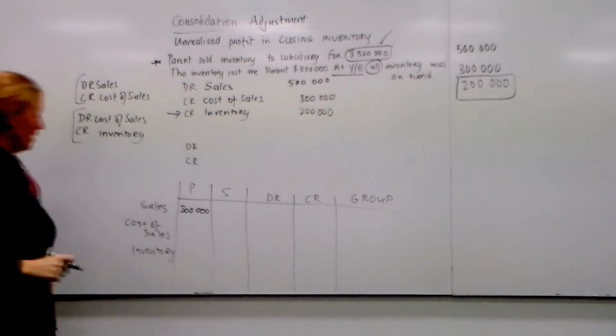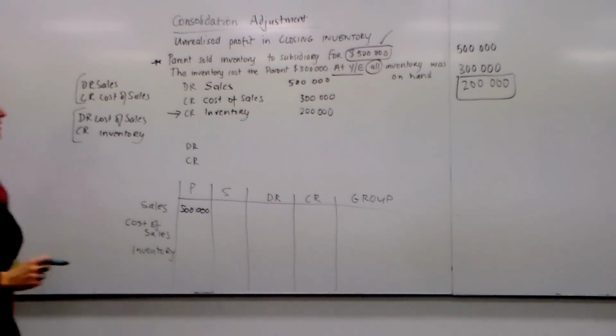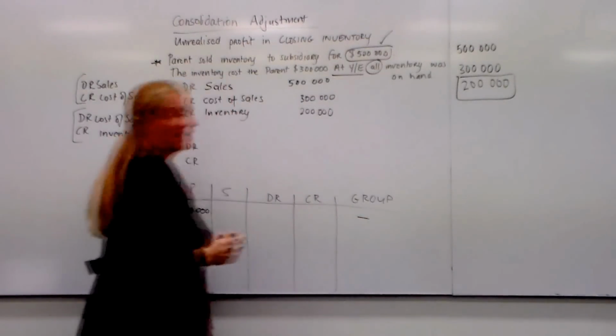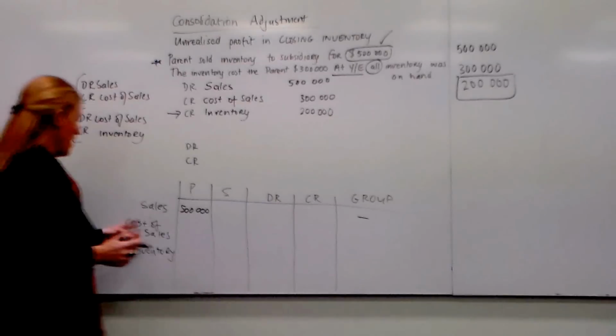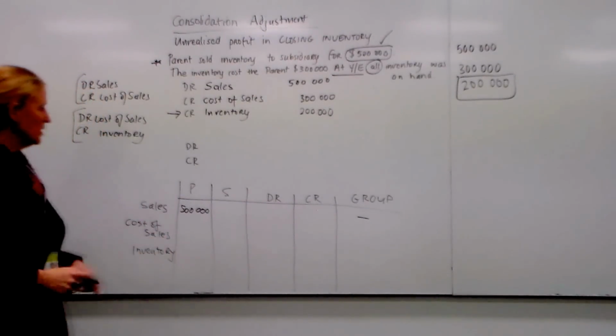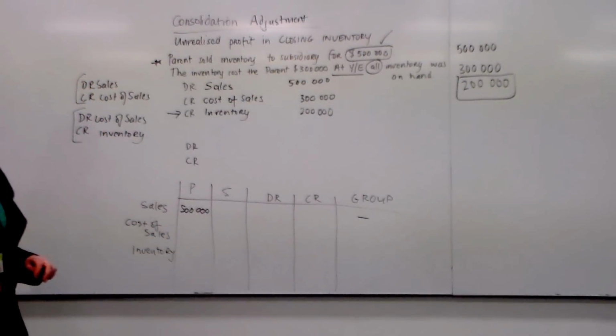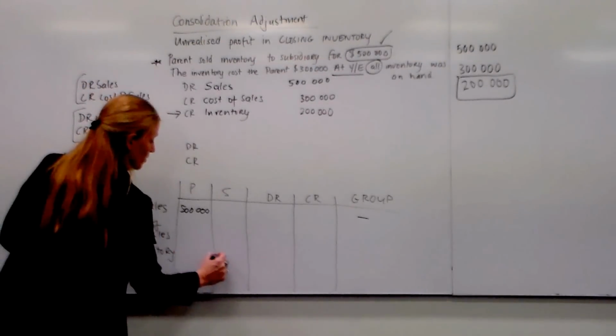Okay, just to prove to you that what we've done is correct, I'm going to look at the worksheet. So basically we've got sales of 500. For the group, we don't want to recognize the sale at all, purely because the sale was made within the group. Therefore, we don't recognize the sale because the group can't recognize a sale that has taken place within the group. Okay, the inventory is going to be sitting in the books of the subsidiary at $500,000.